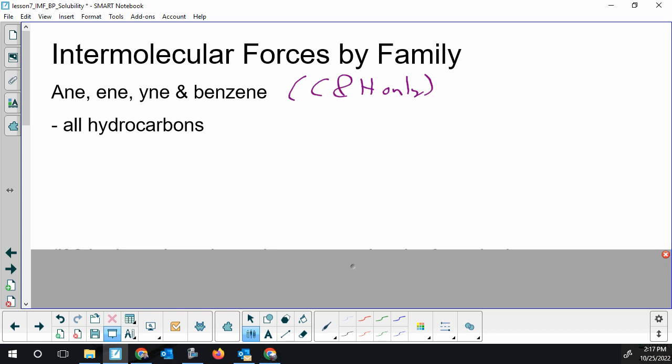Okay. They are all nonpolar. Okay. They all have London dispersion forces only. Okay. And you can separate them out by essentially size, but you're really looking at electron count. So that covers 5, 6 of our families that we've looked at.